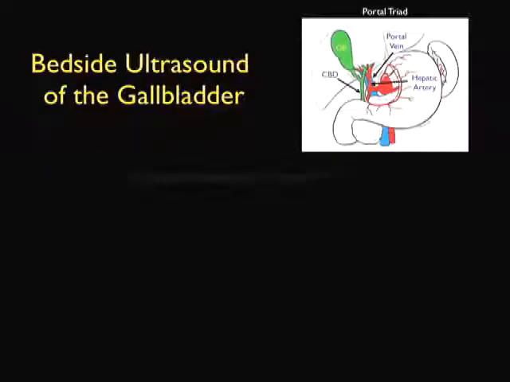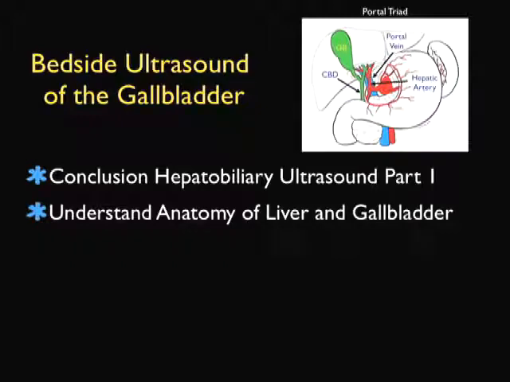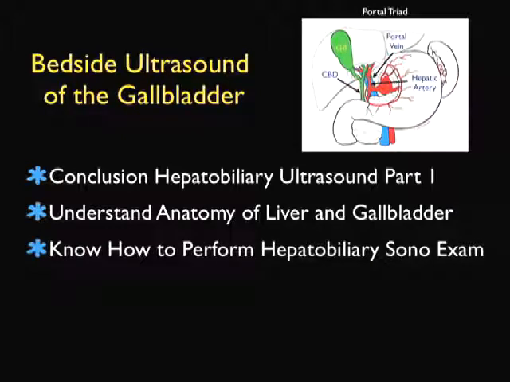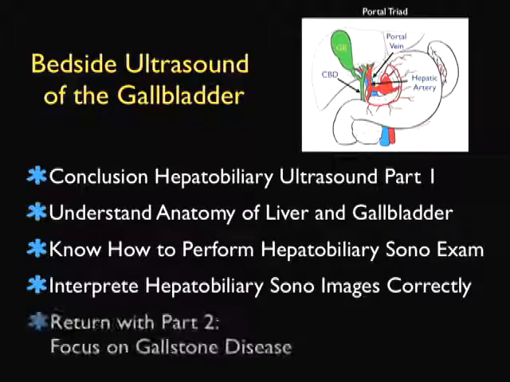So thanks for joining me for this Soundbites module covering bedside ultrasound of the gallbladder in Hepatobiliary Ultrasound Part 1. My conclusion points and goals of this module: I hope now that you understand the anatomy of the liver and gallbladder essential to bedside sonography and know how to perform the hepatobiliary sonography examination. Also, you know how to interpret the hepatobiliary sonography images correctly that you will obtain from bedside ultrasound of this area. So I hope to see you back as we return with Hepatobiliary Ultrasound Part 2, focusing on gallstone disease, where we'll look at the spectrum of disease from gallstones on to acute cholecystitis.